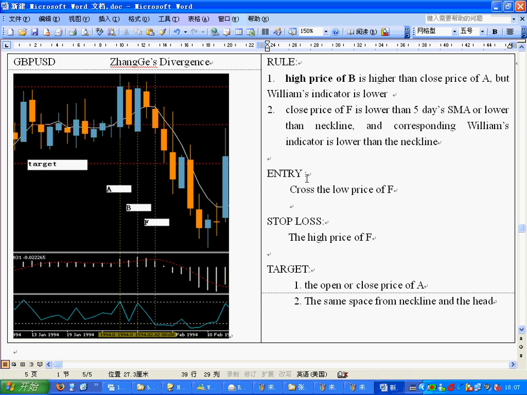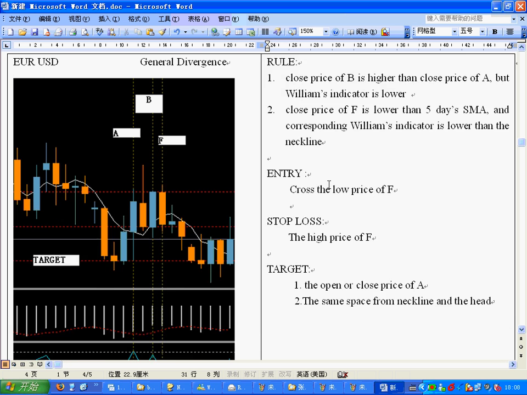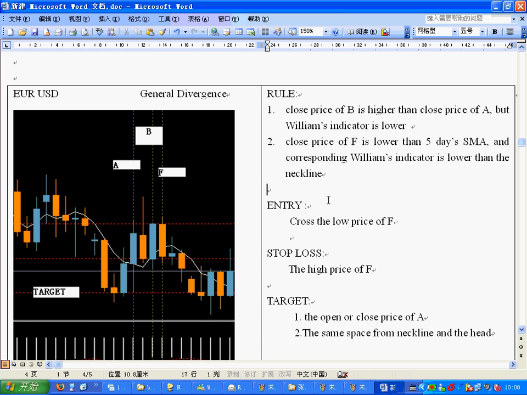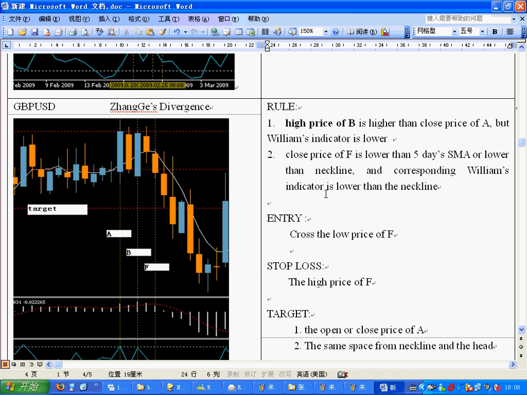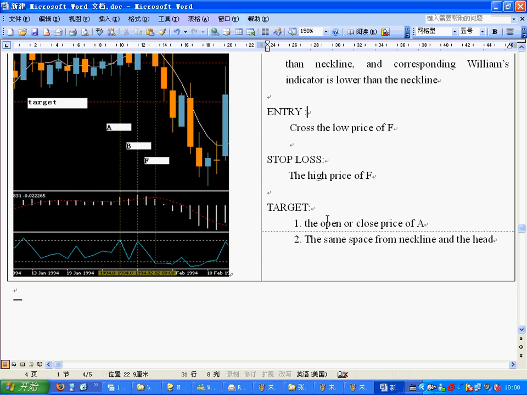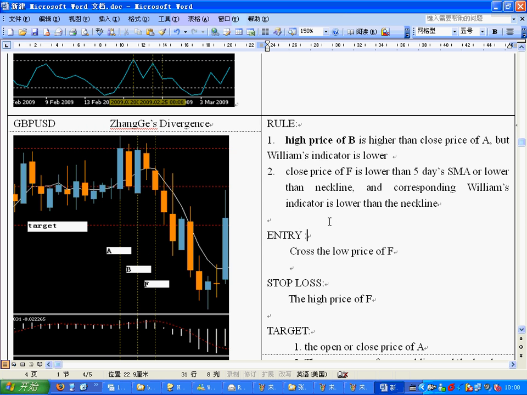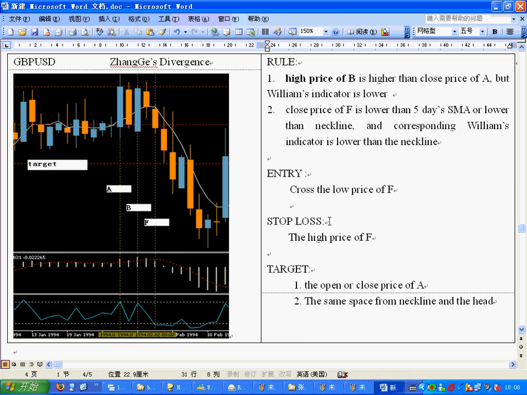With the history chart, you can find and test these two kinds of divergence. I've already tested them, and they have a relatively high percent of success, more than 70%. If you spend some time to understand it, and use the history chart to test it, I believe you will benefit a lot from it.